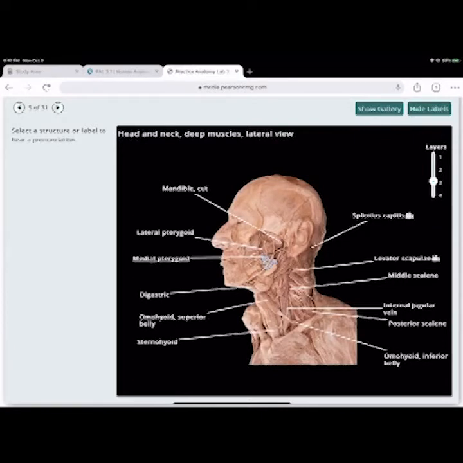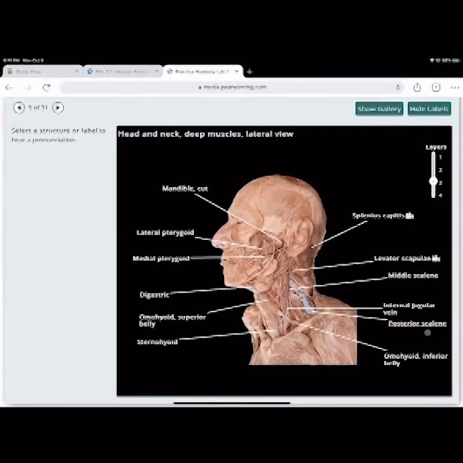Okay. The digastric muscle again. Your omohyoid, the superior belly. And behind that, you have your omohyoid inferior belly. There's the inferior belly, the omohyoid. And there's the sternohyoid muscle again.